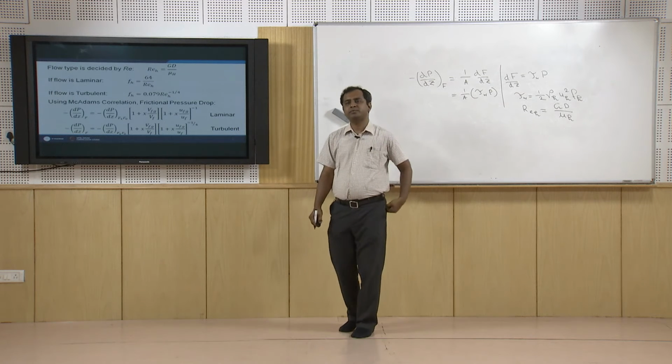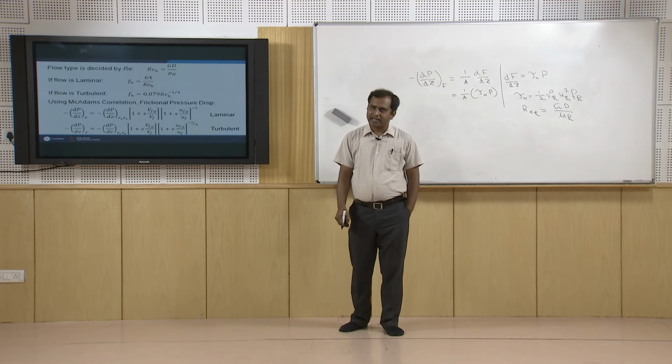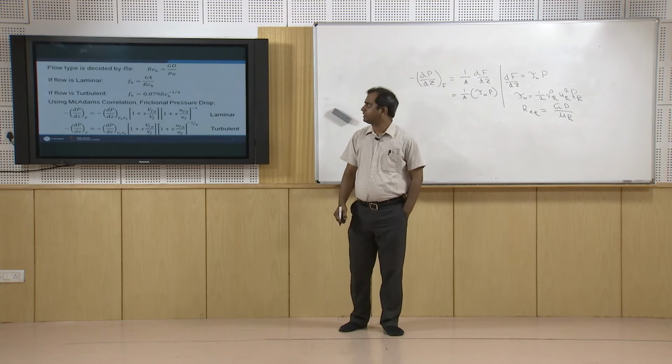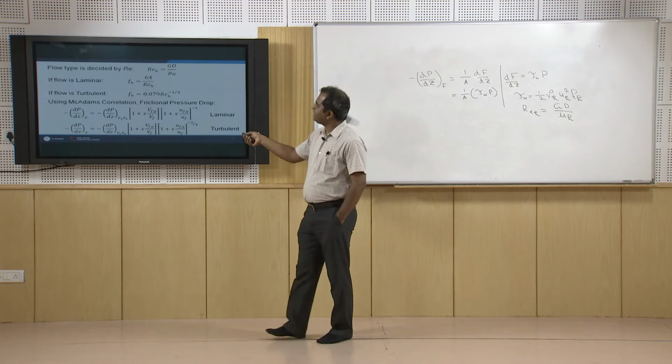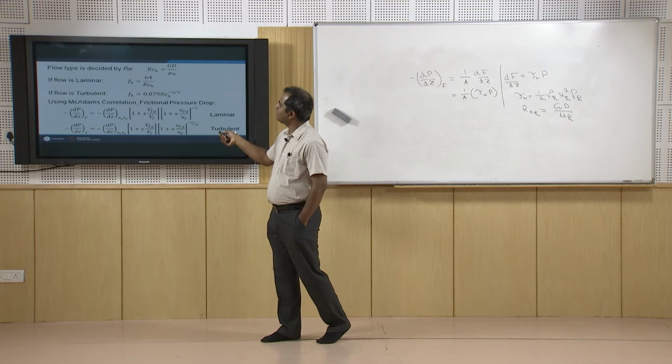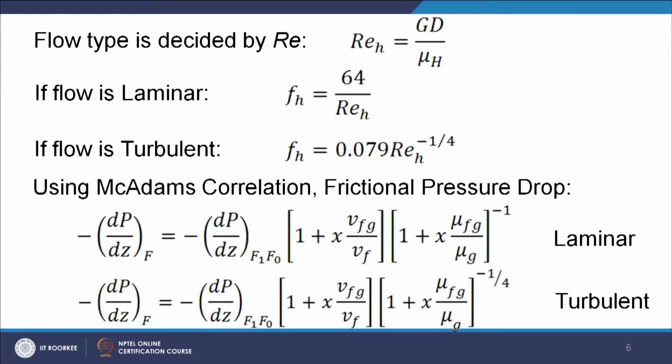Mu h we have already shown; you can take either the McAdams correlation or the Cicchitti correlation. Now, after finding this REH, if the flow is in the laminar regime, we will use the fluid mechanics equation 64 by RE, which is very common, and if it is turbulent, we will use FH equals 0.079 REH to the power minus 1/4.